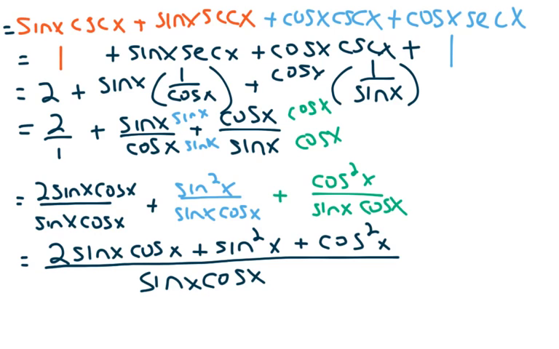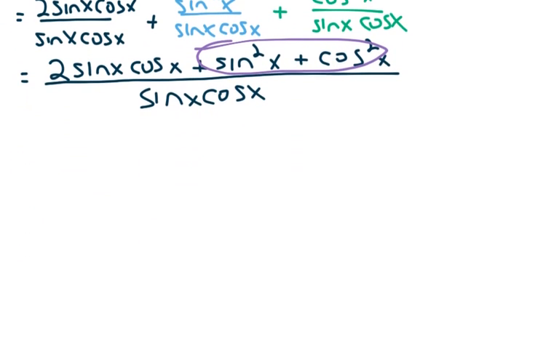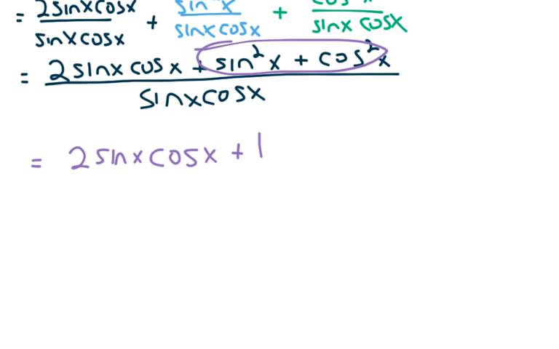I actually see an identity staring at us right in the face here. Sine squared plus cosine squared is 1, right? So let's change that to a 1. So we have 2 sine x cosine x plus 1 all over sine x cosine x.